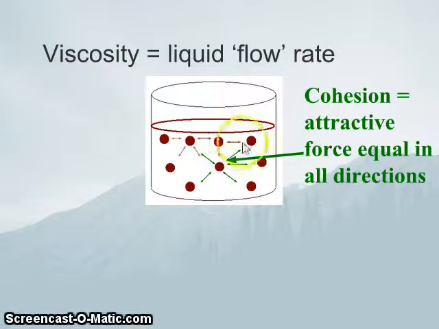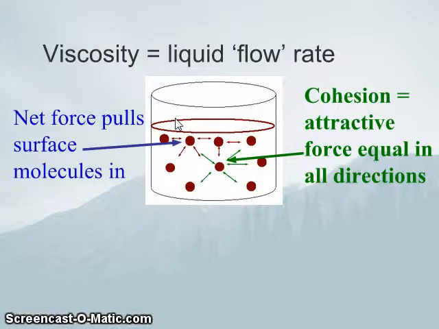Now, on the surface, we're down here in the bulk, the forces are equal in all directions, but up on the surface, you'll notice that these molecules right there on the actual surface are attracted to the molecules next to them and are attracted to the molecules below them, but there's no molecule on top. And so what this gives rise to is a net force that's pulling these molecules in. These molecules are being pulled in all directions on the surface, but there's a net pull down.